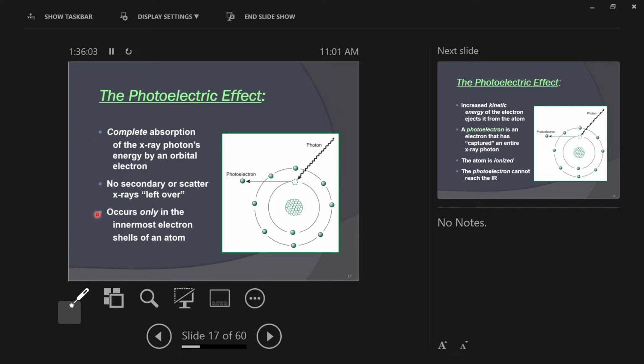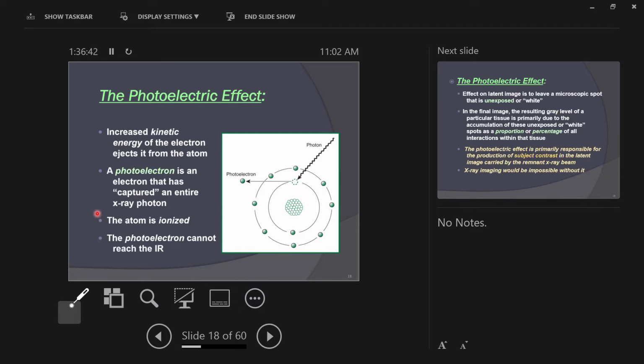This only occurs in the innermost electron shells in atoms, and I'll give you a reason why later, but roughly speaking, it's because the inner shells are held tightly in place, and it takes a lot of energy to eject them. So a photon is likely to give up all of its energy doing this. If this happens with an outer shell, a valence electron on the outside, it's more likely that the electron will be kicked out and there will still be a leftover photon, which is an interaction we'll talk about in a minute. This type leaves no X-ray photon left. It's gone. The X-ray photon is absorbed by the electron, giving the electron increased kinetic energy.